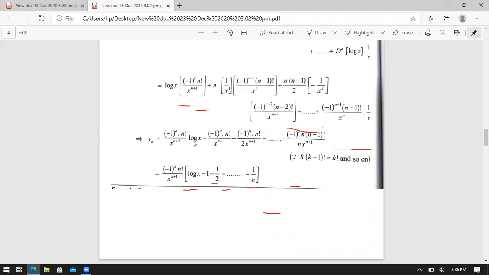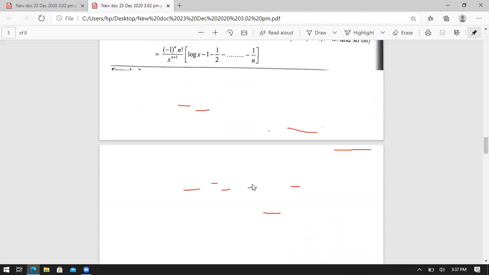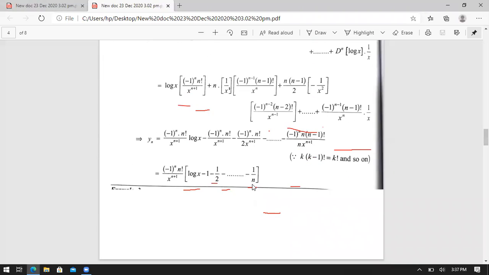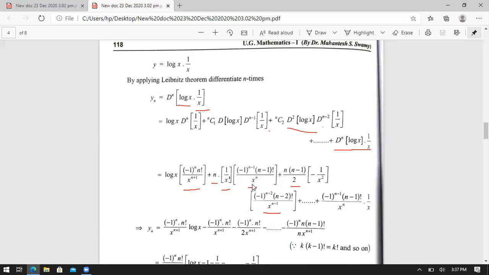Then the remaining term is log x is there minus that 1 is there. Totally take it outside, means only the remaining is minus 1 minus 1 by 2, then so on, minus 1 by n. Okay, this is important. You practice at home. This is the second example.